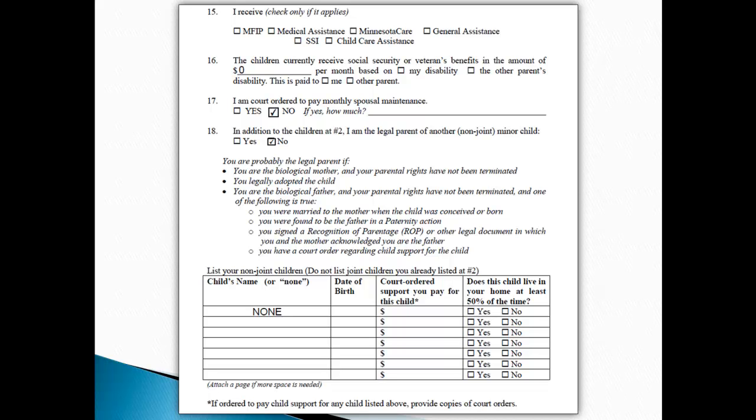Question 17 asks about spousal maintenance orders currently in place. If you have any non-joint children, which are children that you may have with another parent not a party to this case, then be sure to complete all of the information in question 18. This includes the name of the child, their date of birth, the amount of any court-ordered child support, if any, and whether the child lives with you. If there is no court-ordered child support, be sure to write in a 0. Be prepared to provide copies of your court orders at the time of your hearing.